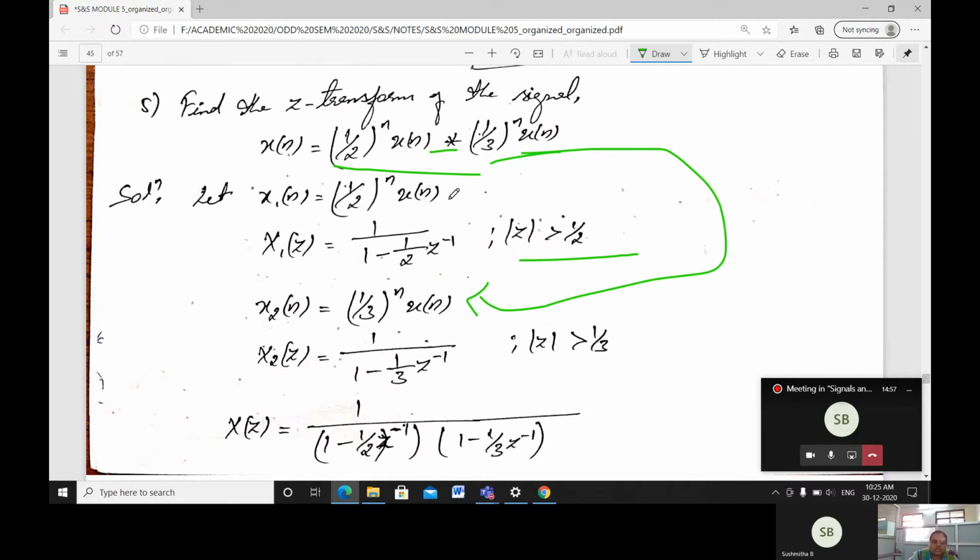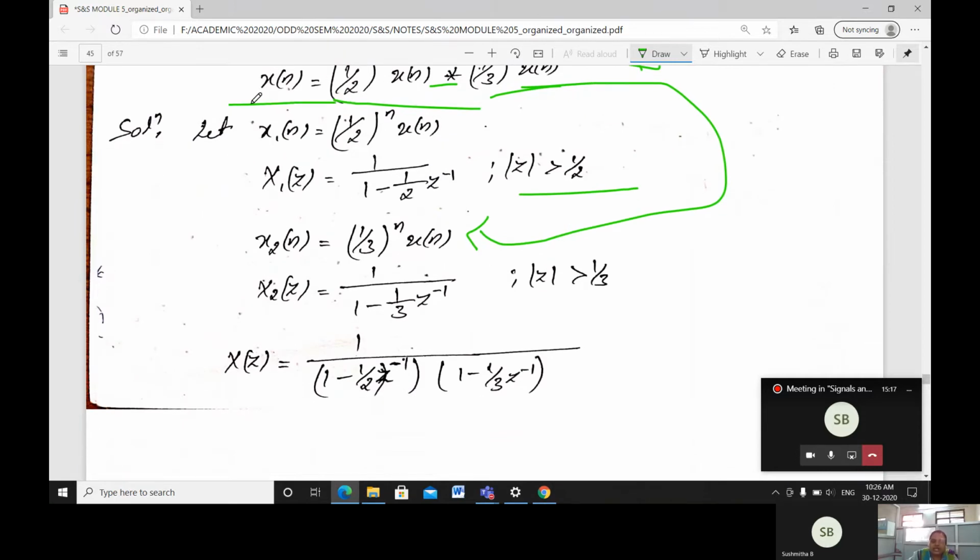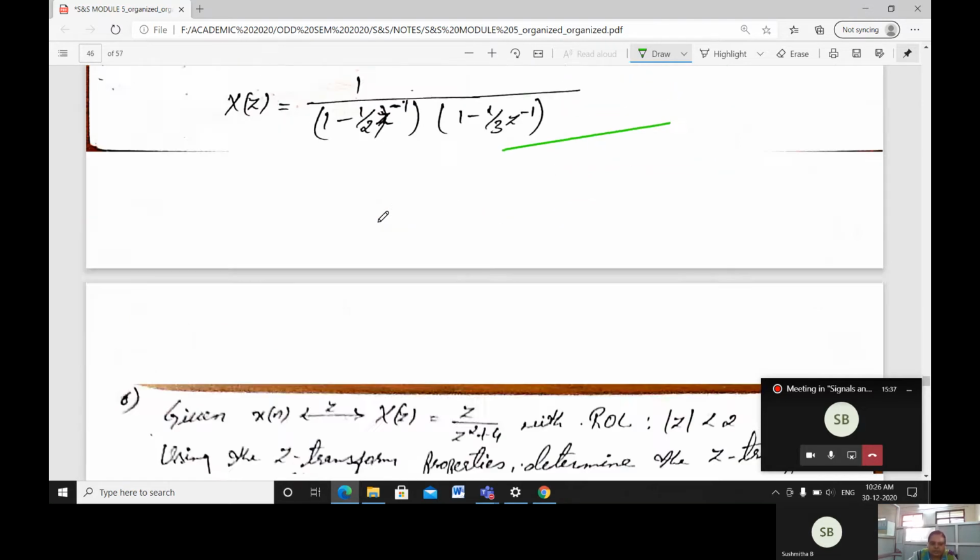What is the convolution property telling us? Convolution in the time domain becomes multiplication in the z domain. For that reason, if I want the z transform of x of n, x of z is just x1 of z multiplied by x2 of z. If I multiply these two, I'll get 1 divided by 1 minus 1 by 2 z inverse into 1 minus 1 by 3 z inverse. This is the simplification. This problem will be asked for 4 marks.